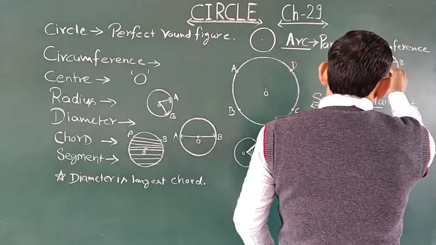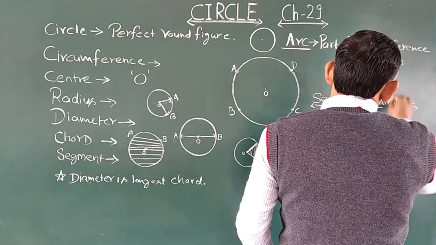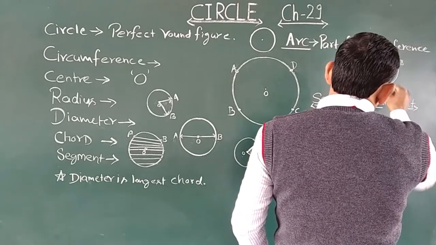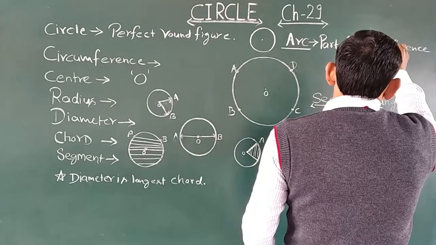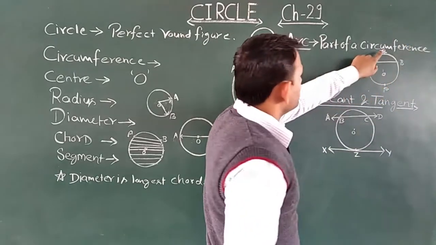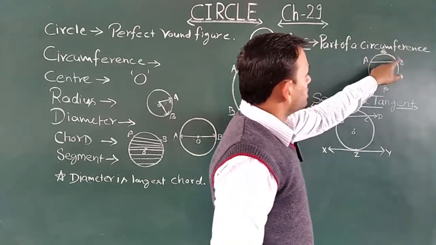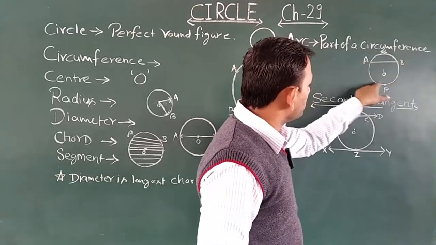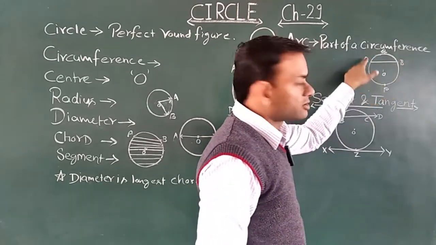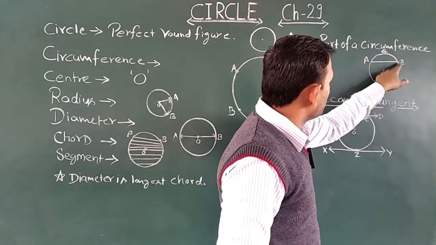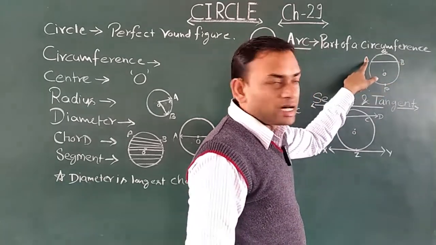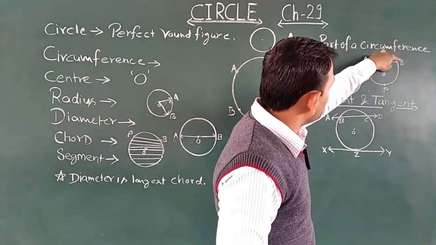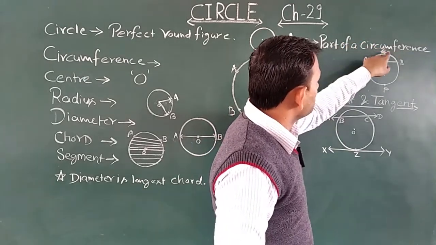This is the center, and we can take one more point P and here Q. So AQB will be called the minor arc and APB will be called the major arc. This is the major arc. You can see this is larger than this, and this will be called the minor arc, AQB.